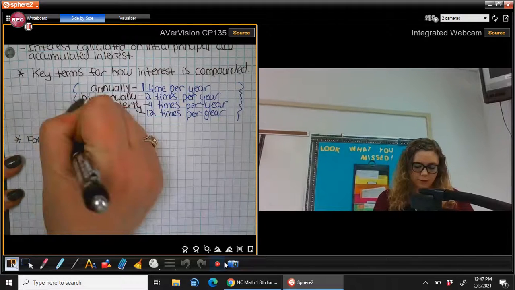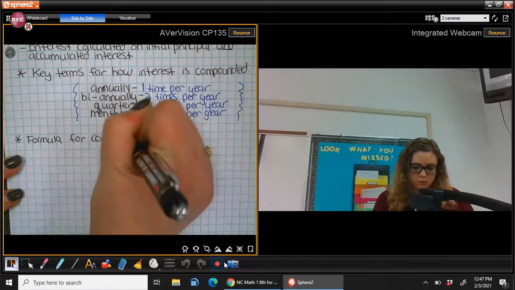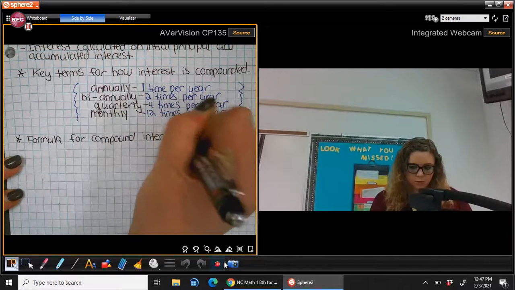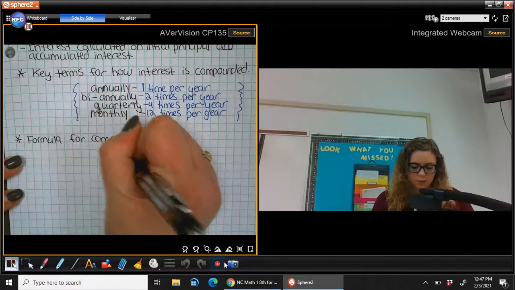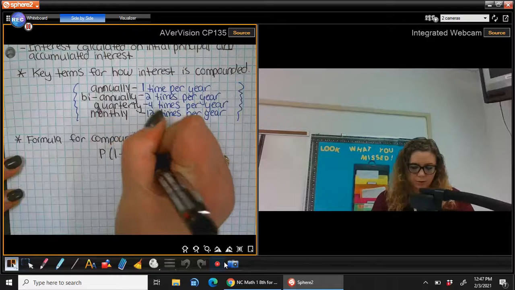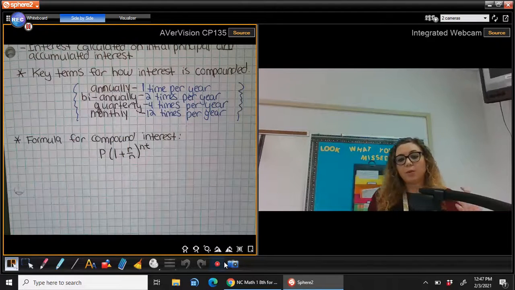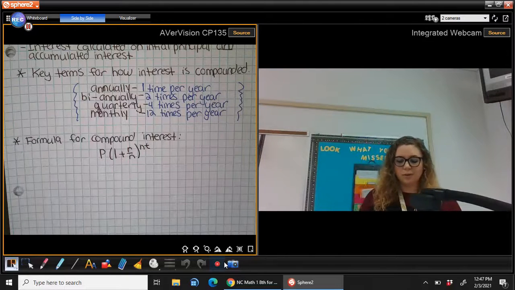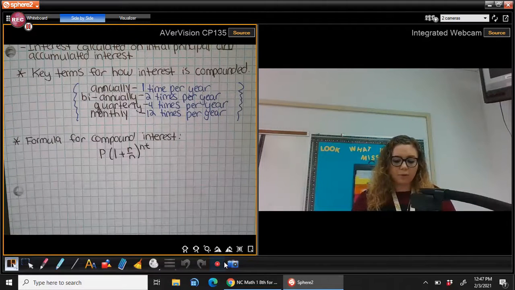for compound interest. And so I have P(1 plus R over N) raised to the N times T. Now you might be asking me why we're learning this in the exponents unit, where there are exponents that we deal with. Okay, and then each part has its own meaning.